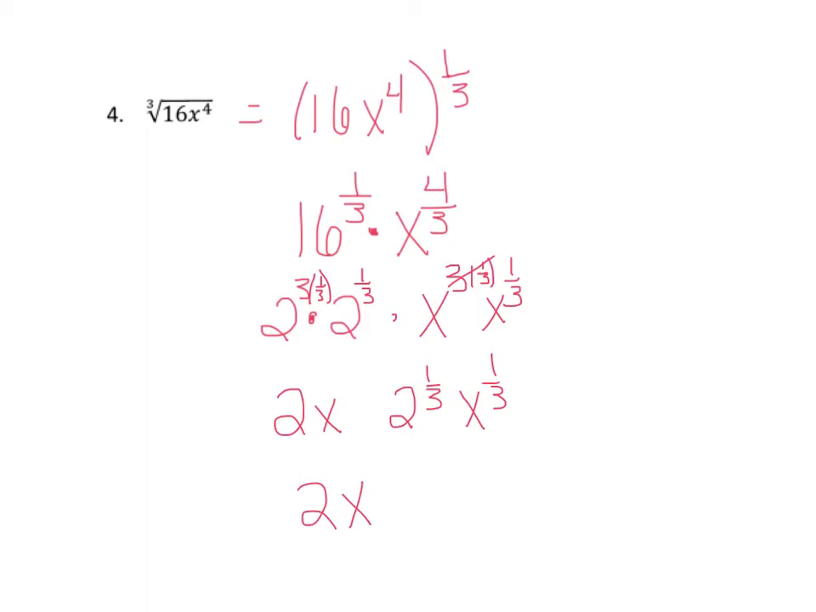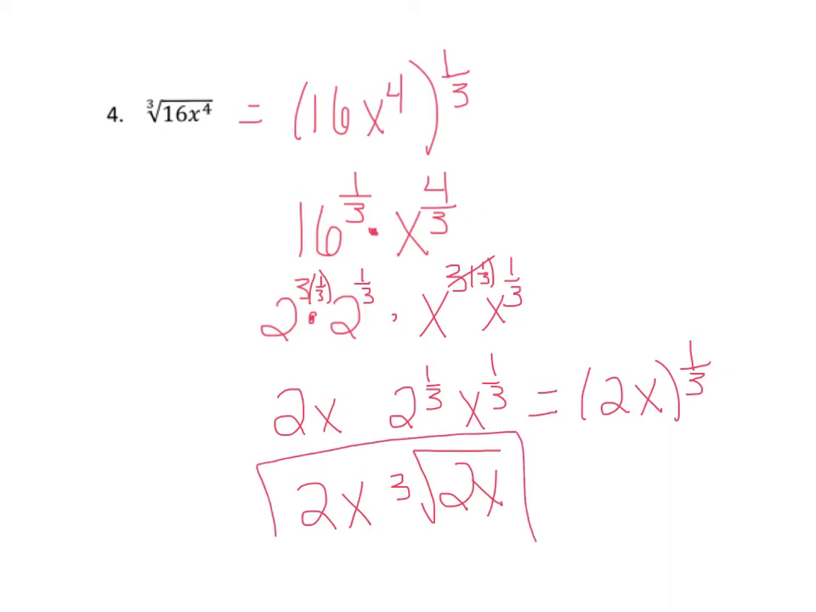And I actually want to put them back into radical form. So I can also put this back as saying 2x all to the 1/3, because I can't simplify that anymore. And if I were to continue to simplify that down, it would actually be the cube root of 2x. And that's as far as I can simplify it down.